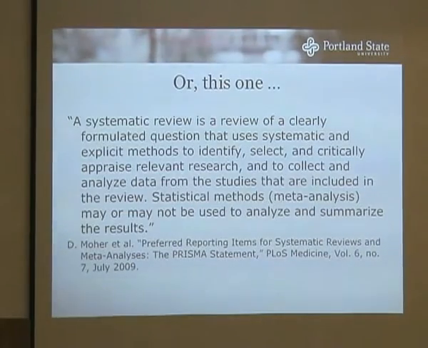They actually have gone out of their way to define what a systematic literature review is in a sort of semi-official way, so that many journals, if you're going to write a systematic literature review, require that you follow this PRISMA statement, which is the statement of how these kinds of reviews should be done. So this is clearly a review of a clearly formulated question that uses systematic and explicit methods to, you know, sounds very much like the other one, to identify, select, and critically appraise relevant research, and to collect and analyze data from the studies that are included in the review.